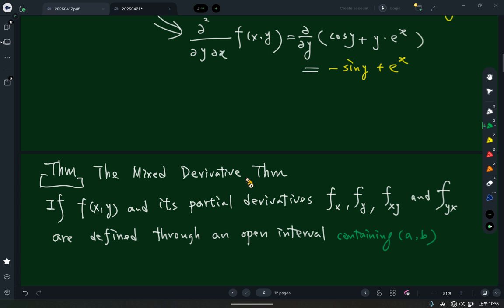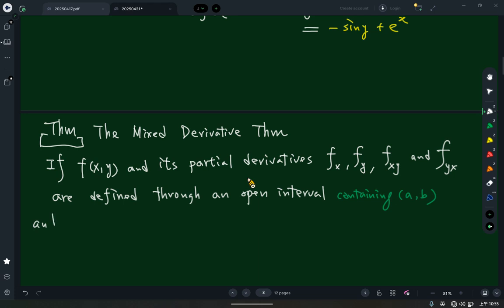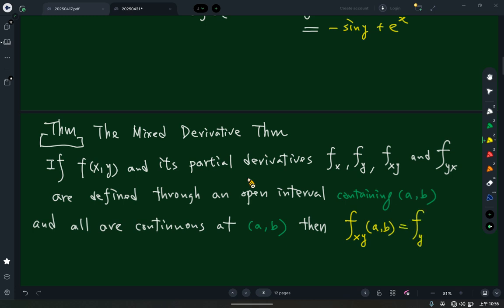So that means we are trying to focus on a, b, this point. Okay? And all are continuous at this a, b. Then we have a very important property. Then if you calculate partial f, partial x, then partial y at a, b, it will equal to partial f, partial y, partial x at a, b. The same one.